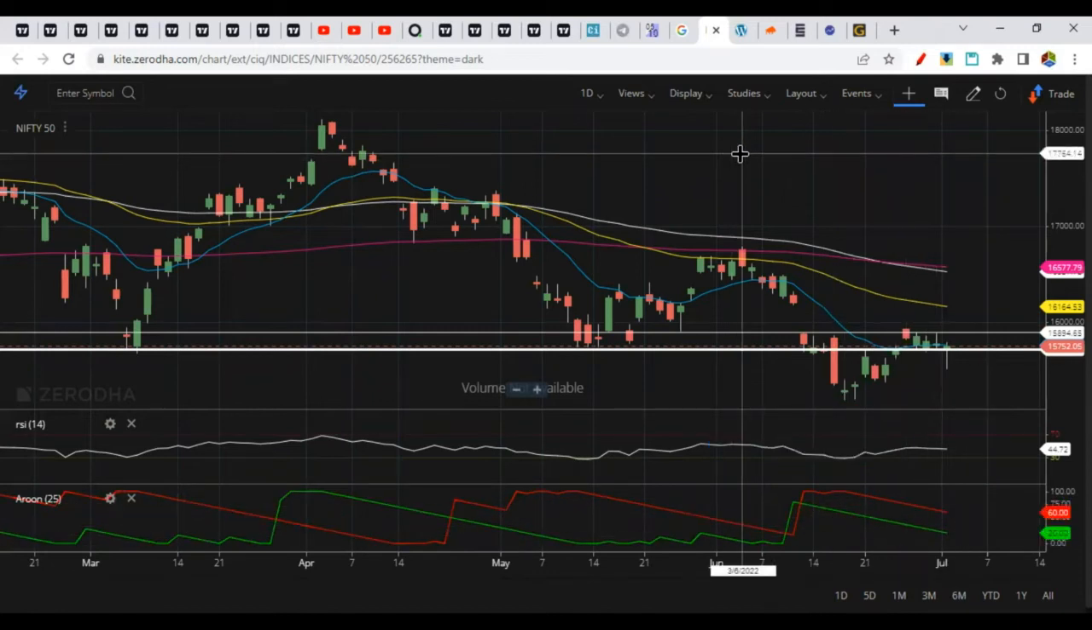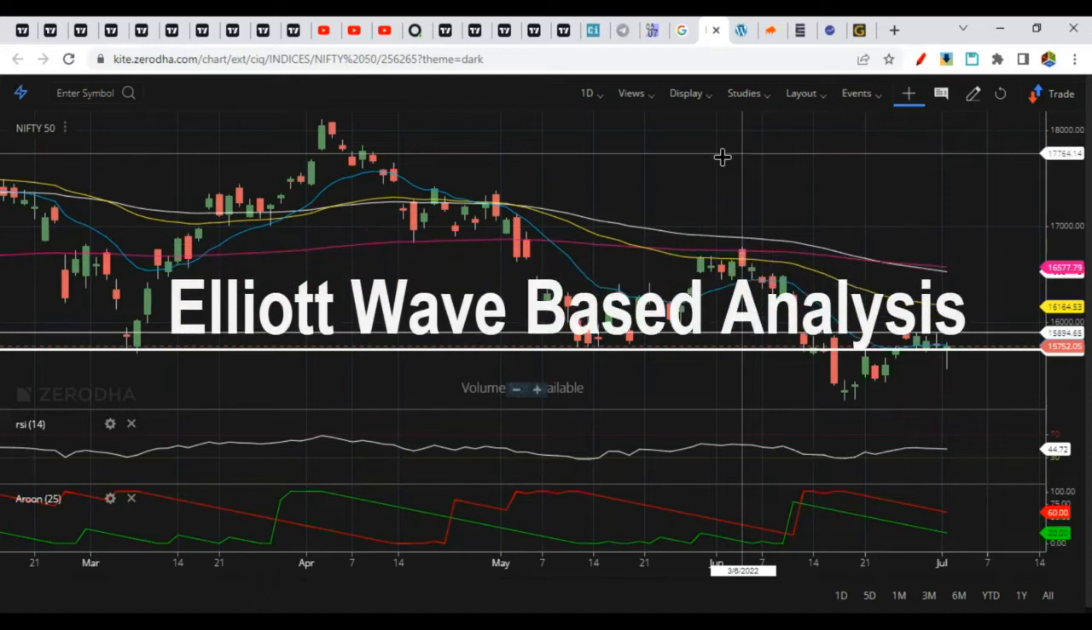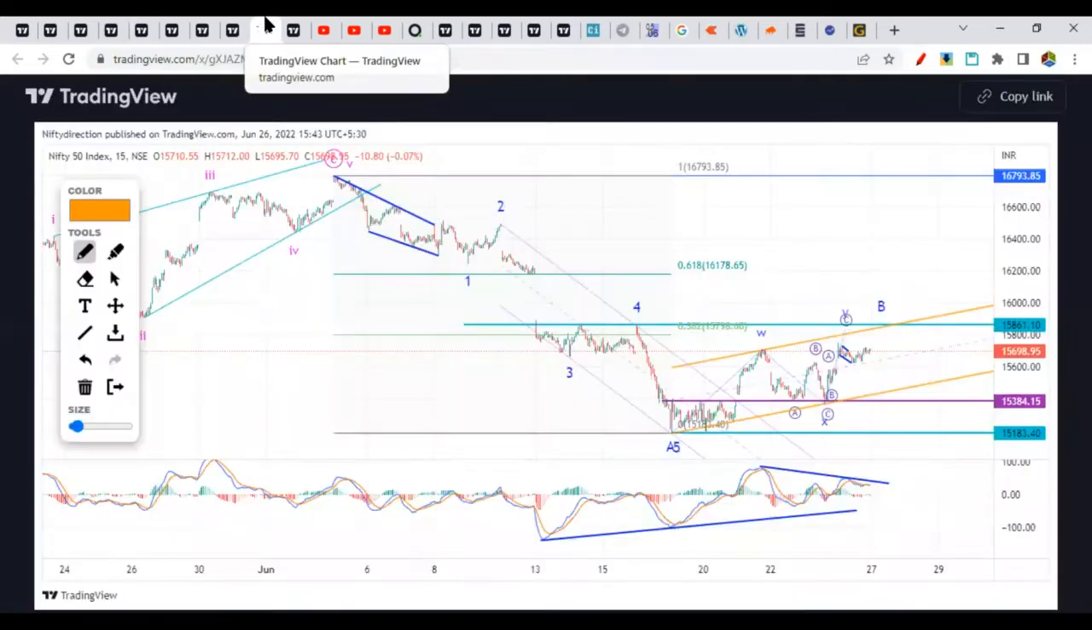Let's go and check Elliott Wave based analysis. We will not spend much time. We already discussed the previous week's analysis. So we were expecting WXY correction to complete and then drop, but it went in another round of consolidation. That's what we can say here. Here it's going to give another round of correction and then drop.